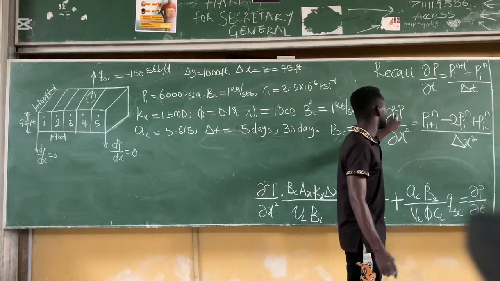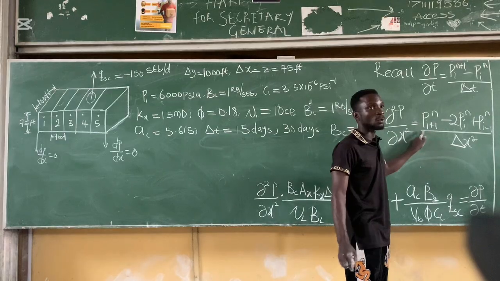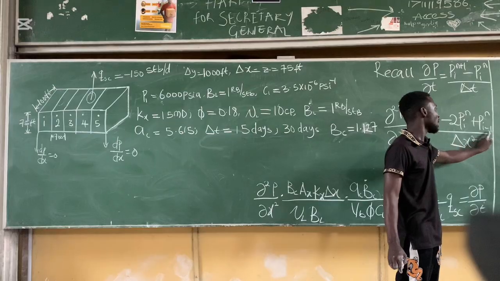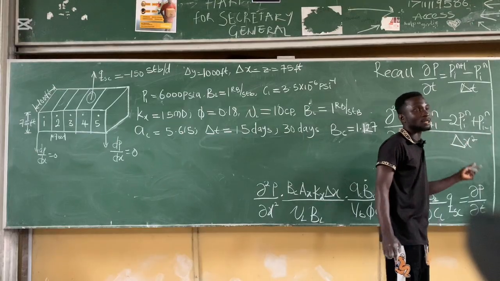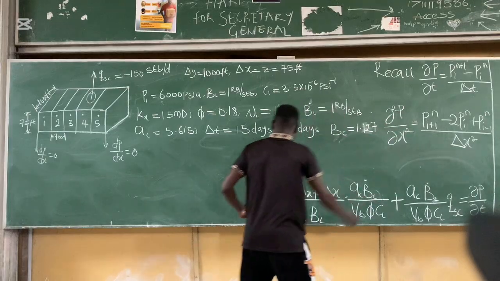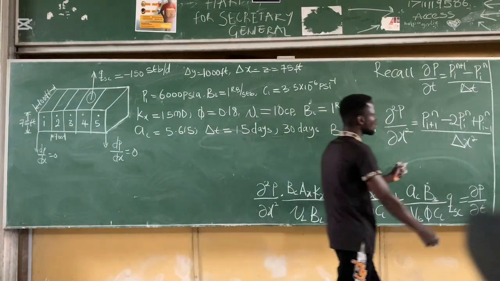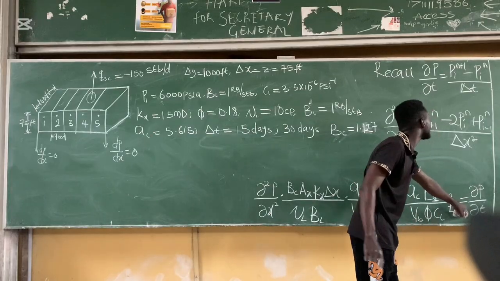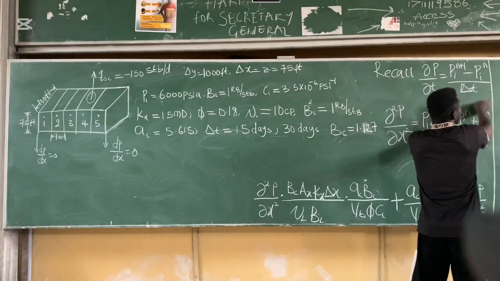And also, the d square P over dx square is equal to P_(i+1)^n minus 2P_i^n plus P_(i-1)^n divided by delta x square. So in place of the partial d square P over partial dx square, which is this, substitute this equation. Then in place of partial dP over partial dt, substitute what? This equation.